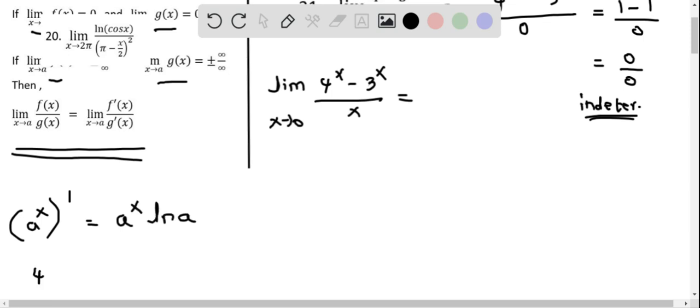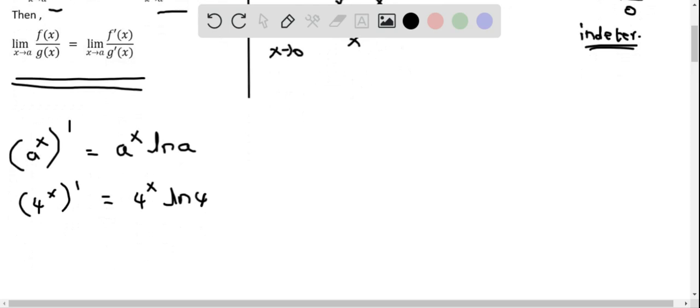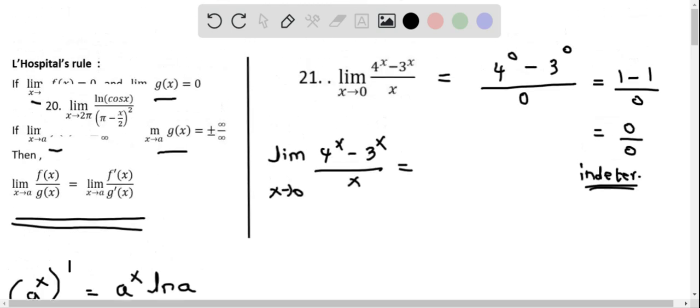So for our problem, we have 4 power x, and we have to find the derivative. So this is equal to 4 power x natural logarithm of 4. And similarly, the derivative of 3 power x is equal to 3 raised to the power of x natural logarithm of 3. So we can substitute it over here. So therefore, this becomes, let me write down below.